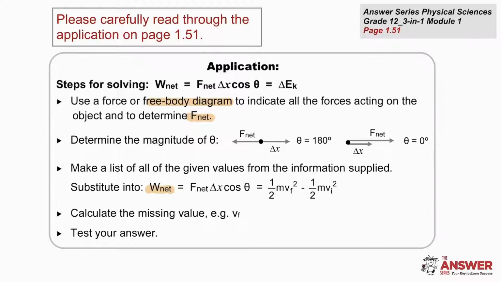So, list all the given values, write down the essential statement of the work energy theorem, that is, W net equals delta EK, and expand from there. Substitute and calculate the answer asked of you. Finally, ask yourself, is this a sensible answer to the question?